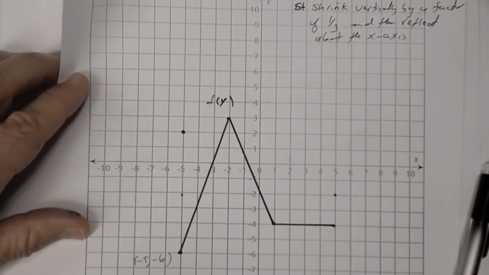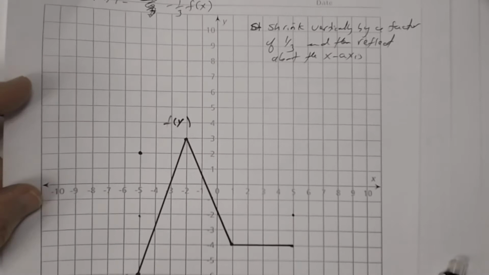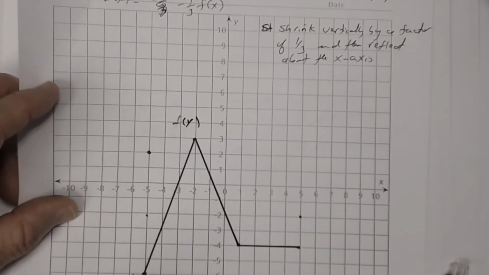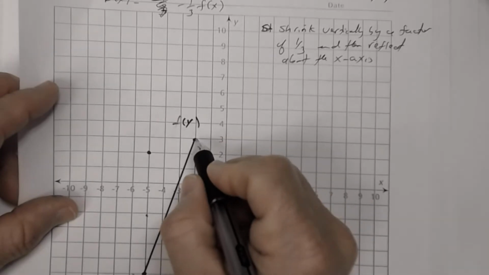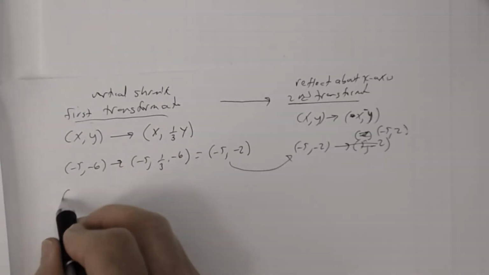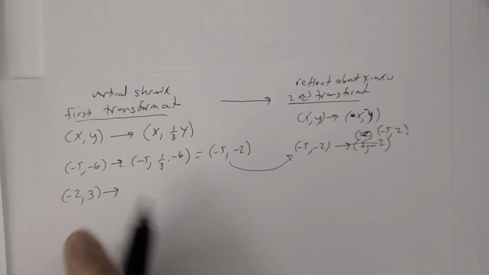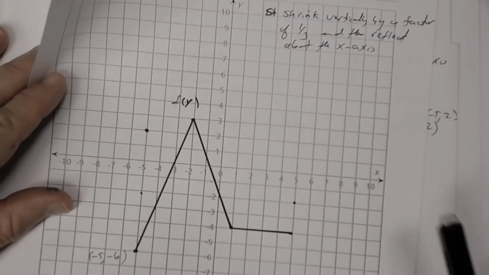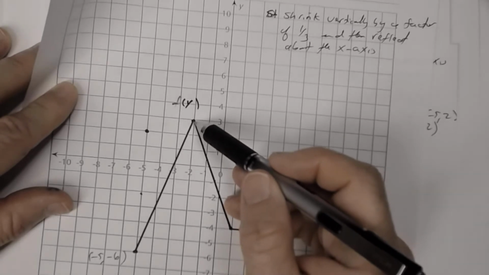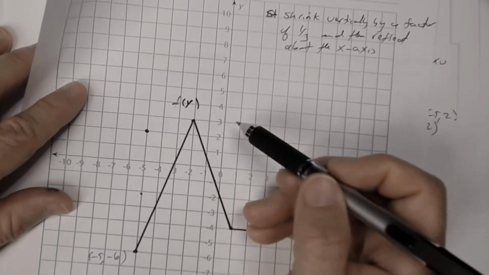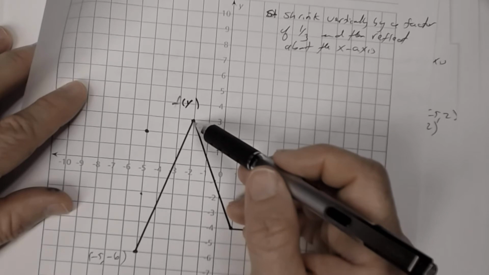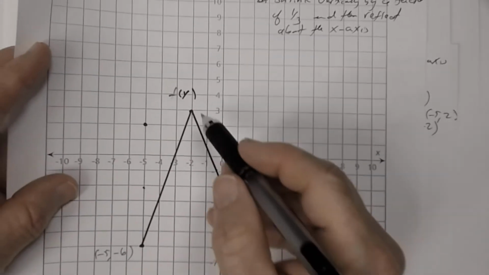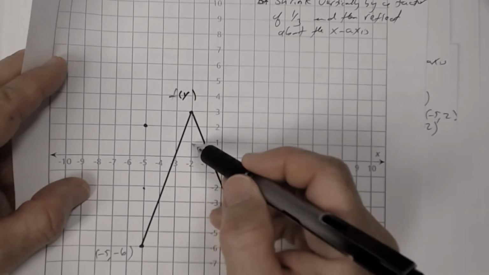Okay, all right. So let's look at the other one. Let's look at this point here. That's the point negative 2, 3, right? So remember this point right here, negative 2, 3. My first transformation says I'm going to shrink vertically by a factor of 1/3, which means that this point goes towards the x-axis.